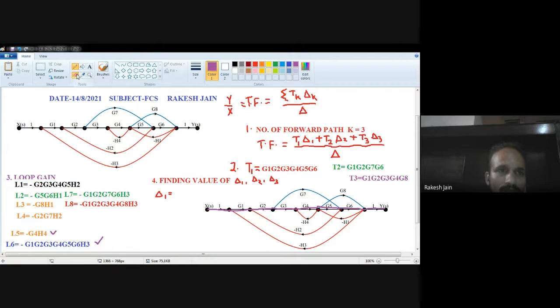So from L1 to L6, all touch the first forward path. Now L7 is G1, G2, G7. G1, G2 are on the same forward path line, so this one is also not non-touching. Then L8 consists of G1, G2, G3, G4, all on the first forward path. So all 8 loops touch the first forward path, and that's why the value of del 1 is 1. If you understand how del 1 is equal to 1, type in the message box OOO, so I understand that you understand the meaning of del 1 and why its value is 1.